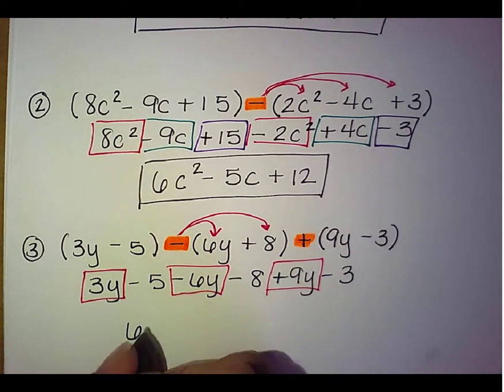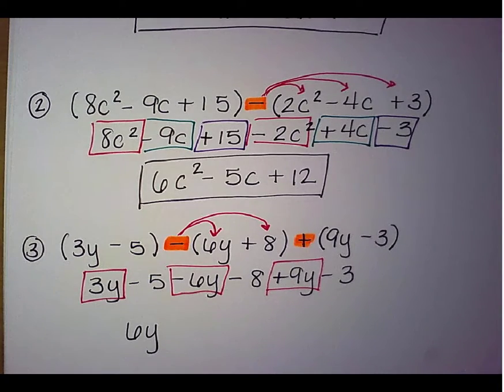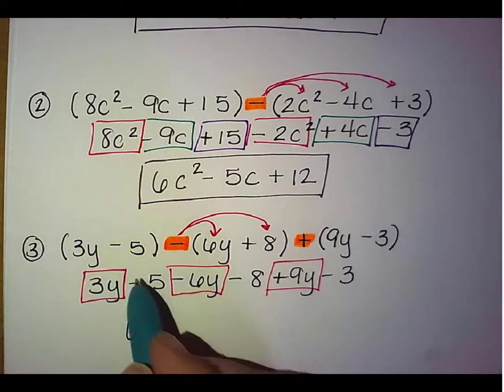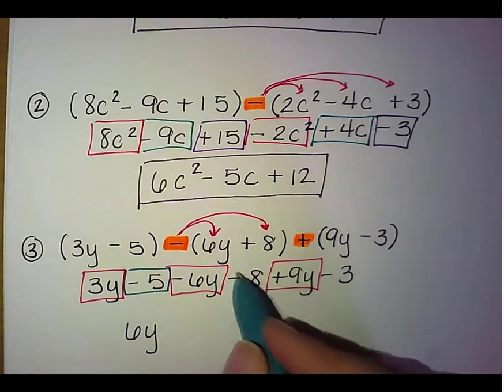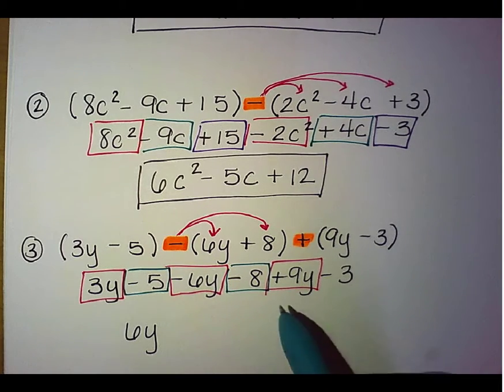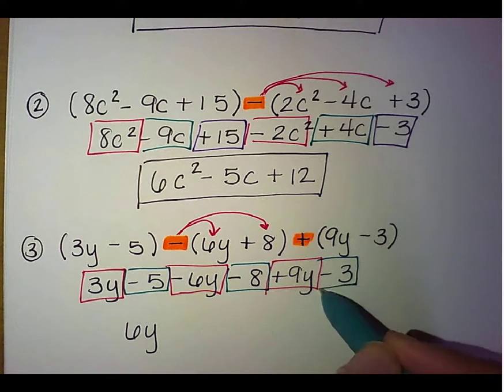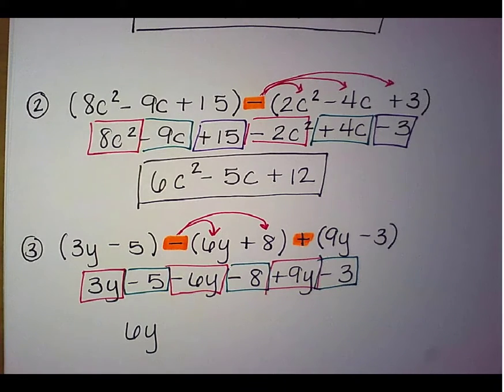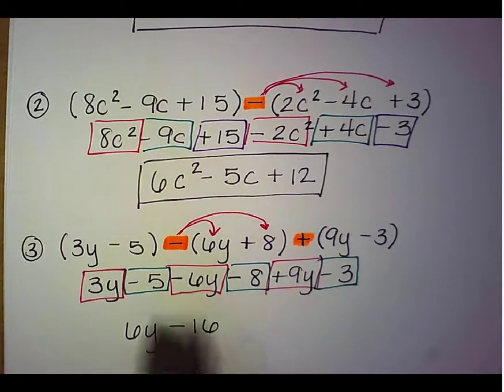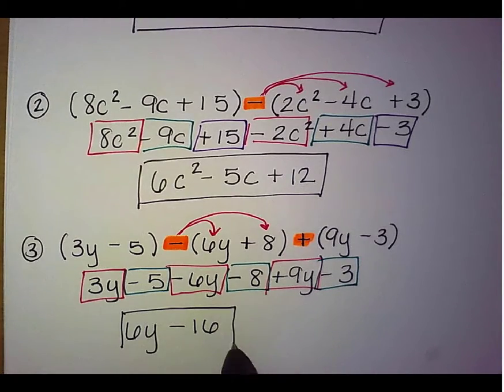So we've got 6y. And then we've got a negative 5, a negative 8. So those are both negative. We're going to add those together. That is going to give us a negative 13. And then we're going to add another negative 3 to that. So that'll give us a negative 16. And there is our answer for number 3.